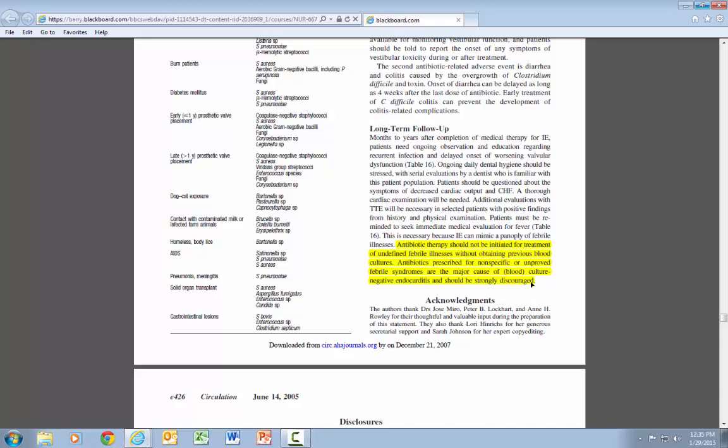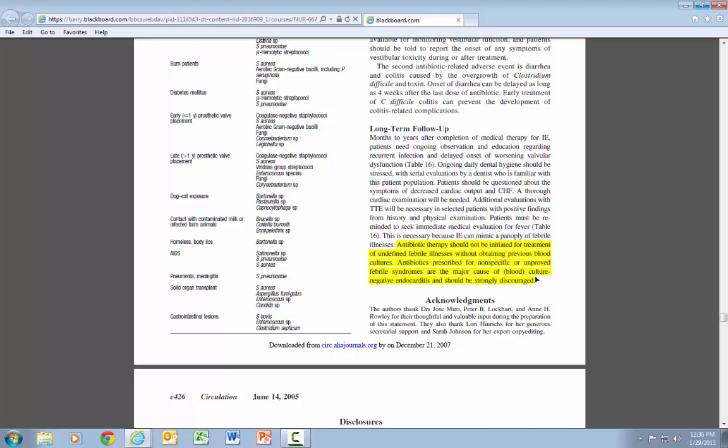So, which antibiotic should you start for prophylaxis of any of these invasive procedures? Amoxicillin, you could do 2 grams PO. If the patient is allergic to penicillin and it is not a type 1 reaction, you could do cephalexin, or you could do clindamycin if the patient has a type 1 allergic reaction. In addition, you could do azithromycin, you could do clarithromycin.